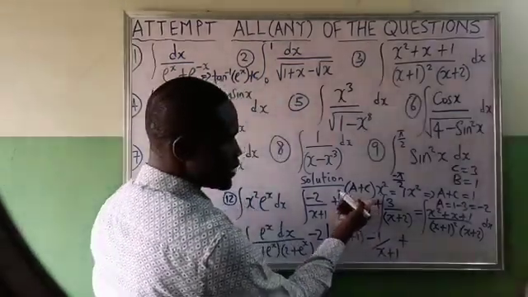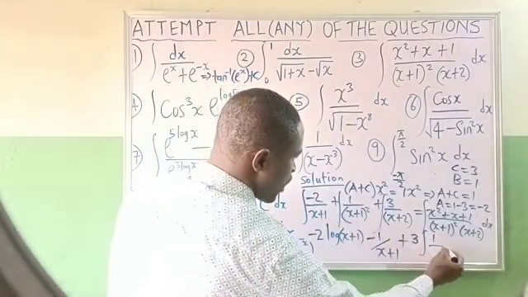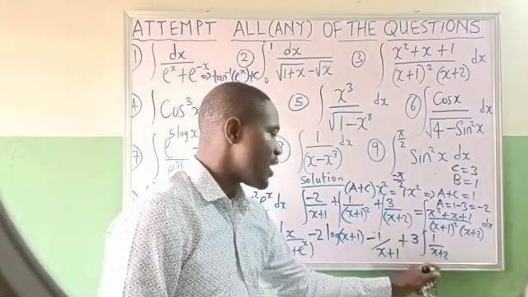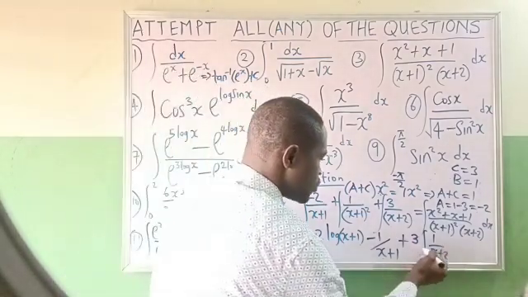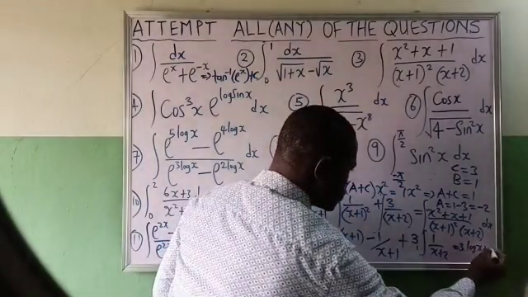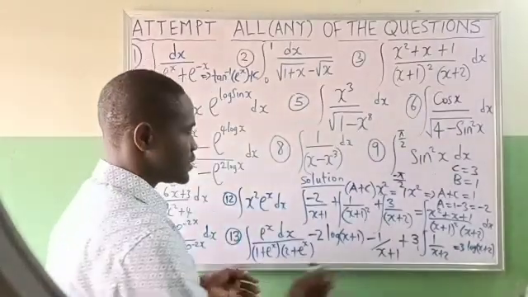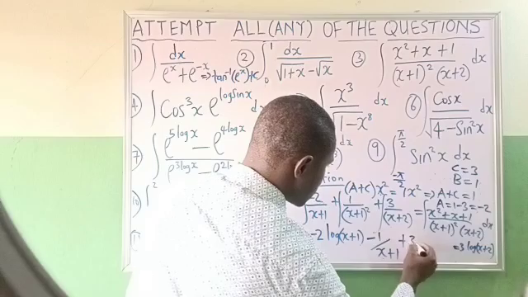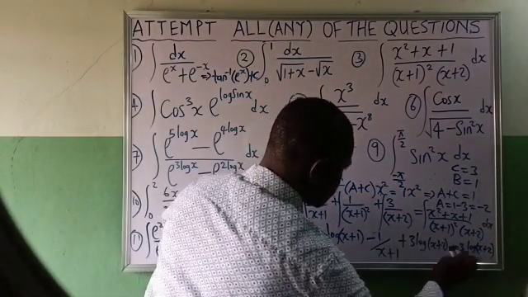Then to integrate this next one, I will bring this 3 out. It will remain 1 over x plus 2. To integrate 1 over x plus 2, it's the same thing as log x plus 2. So this one will give me 3 log x plus 2. I will carry it and come and replace. I will say that this one is 3 log x plus 2.